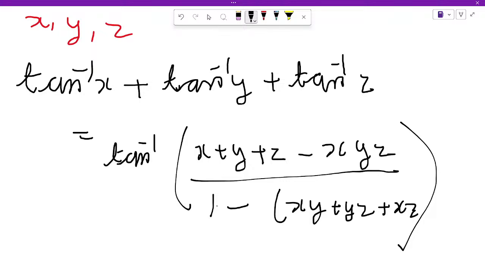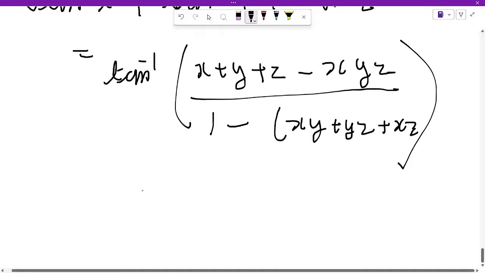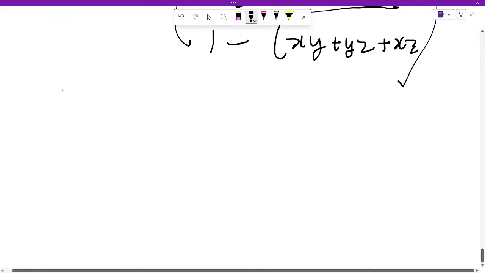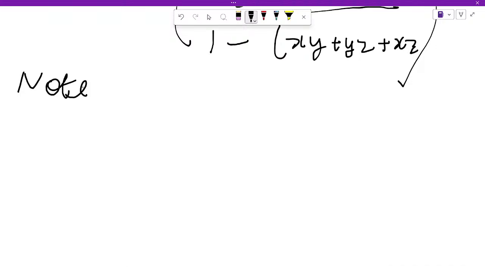Now we need to know some small formulas. You can take a note of it. Just excuse me for 1 second. Let me drink some water.